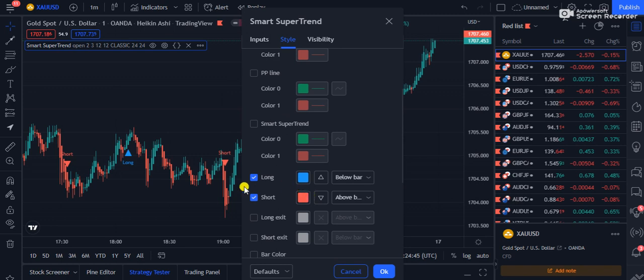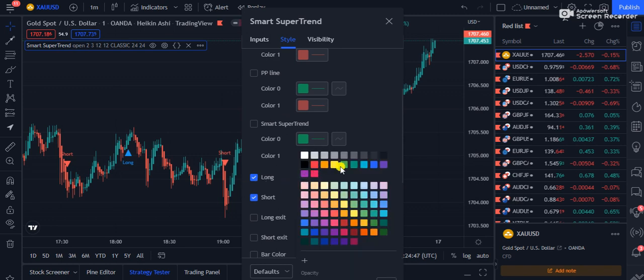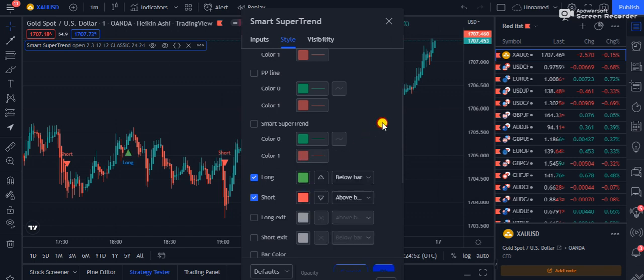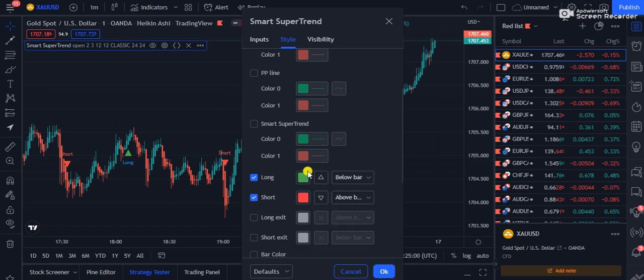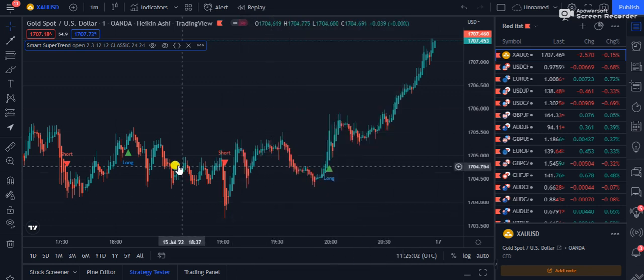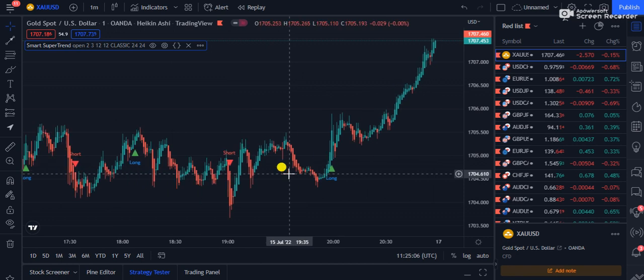Now when we talk about the long and short, we will make a little change. We will change the color for the long to green, and the second one is already red, so it should be very simple for us, because you can see now it's green and that's red for the trading.